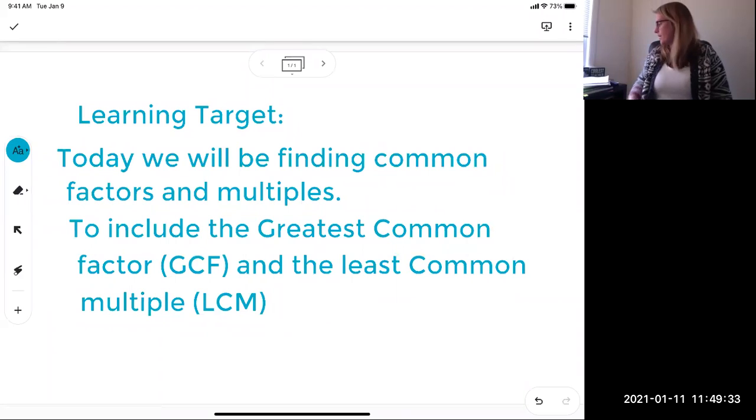Today we're going to be working on finding common factors and multiples of two or more numbers, and that's going to include finding the greatest common factor, or the GCF, and the least common multiple, or the LCM.